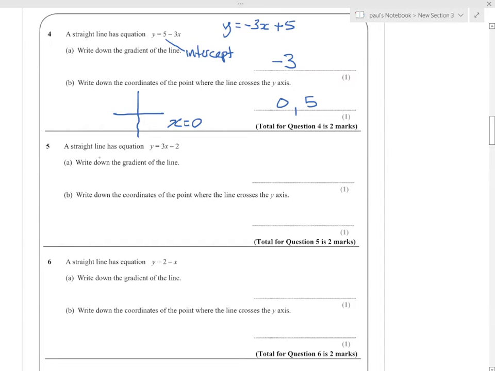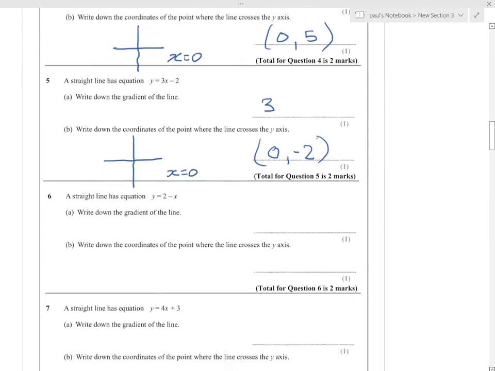Now, a straight line has an equation of this. Write down the gradient of the line. So the gradient is 3. The number before the x. Write down the coordinates of the point where the line crosses the axis. So it must cross where the x is equal to 0, and it's this number here, minus 2. So it must be x is 0 and y is minus 2. I don't know whether you want to put brackets around them. Don't think it really matters.